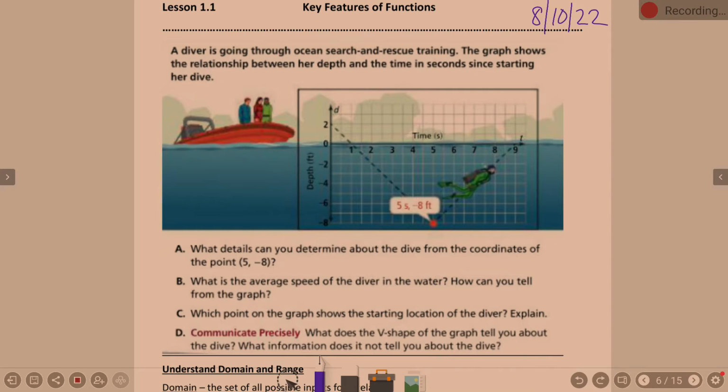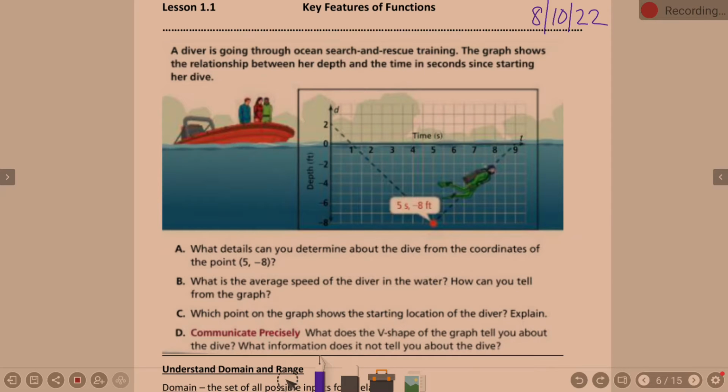As we look at that graph, first question to consider. What details can you determine about the dive from the coordinates of the point 5, -8? Thoughts there? If you think about the ordered pair 5, -8 in the sense of that graph, what's that representing? What do you think, Landon? It took her 5 seconds to go 8 feet deep. Okay. Agreeable? Yes. So 5 seconds into her dive, she went 8 feet deep.